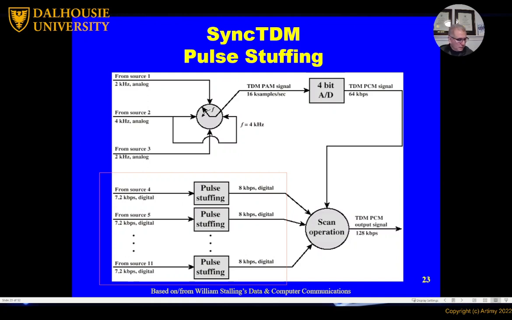If I add them together, so how can I add them together? So we have 11 minus 4. So we have 8 inputs. Each input is multiplied by 7.2 kilobits per second. So we have 57.6 kilobits per second. That's not an even number. It doesn't fit a nice time slot.